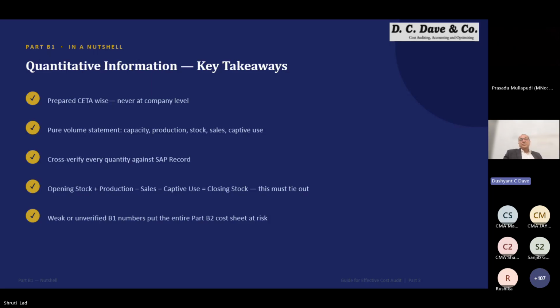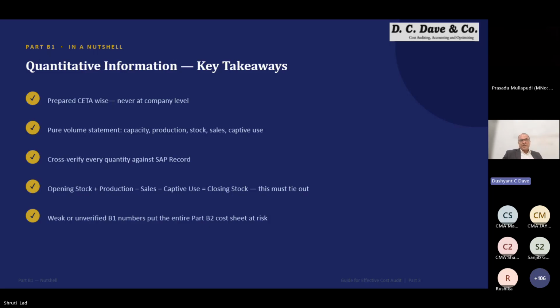Management is under obligation to give you an explanation for any change in the capacity utilization. It may be normal or abnormal. You have a right to ask because it relates to your fixed cost absorption, and any major change straight away affects your capacity utilization and the fixed cost. Rule 5: an inefficient or faulty B1 inevitably produces a weak cost audit report, or rather a misleading cost audit report. If quantities are wrong, every subsequent cost calculation becomes unreliable. This completes my part B1.